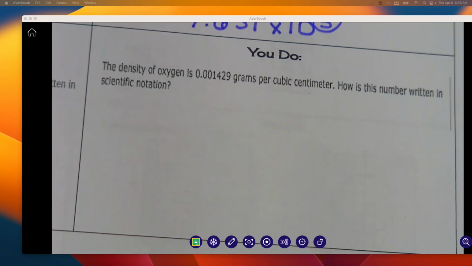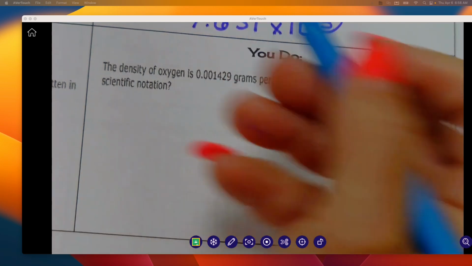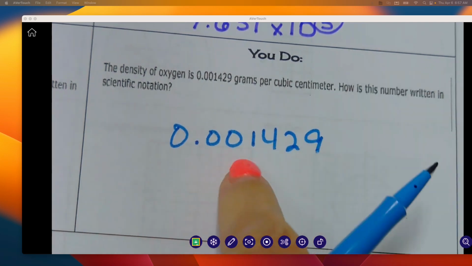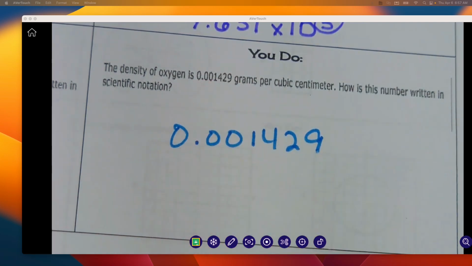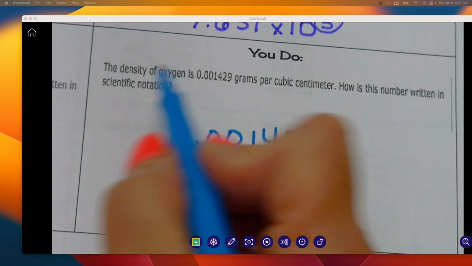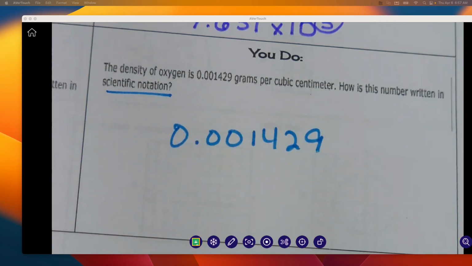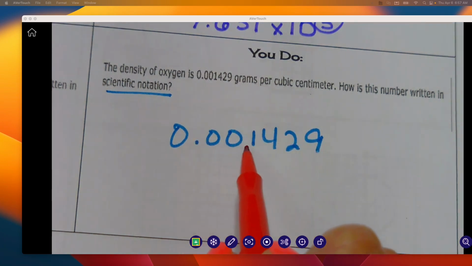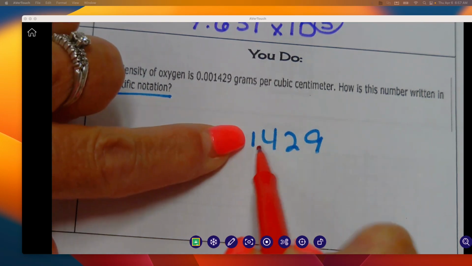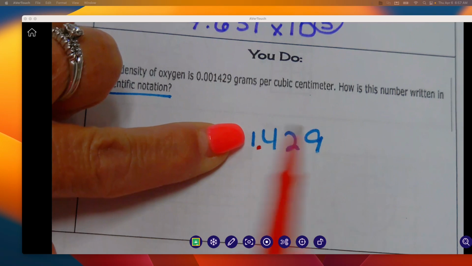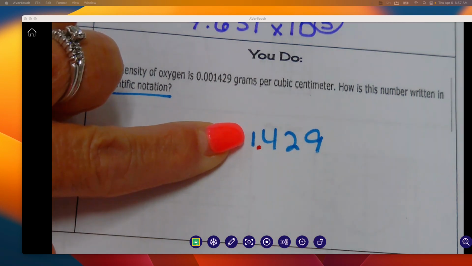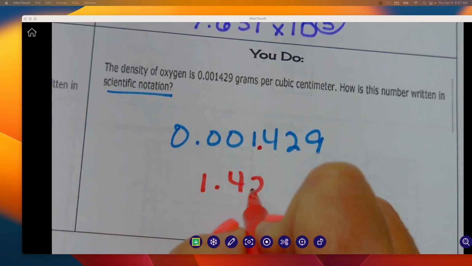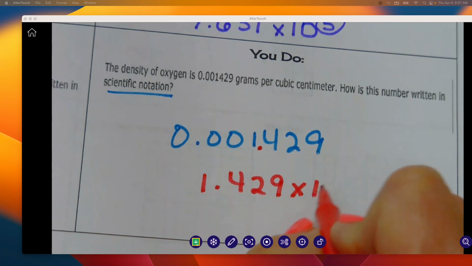Let's see if you're right. First thing that you should have done is rewritten this number. So I have 0.001429. I'm just going to quickly check to make sure that I wrote it correctly. I'm writing it in scientific notation, so I've got to have that base number between 1 and 10. I've got to see where to move my decimal point. No, no, no. I'm going to cover my zeros. I have 1.4. Yes, that is between 1 and 10. So I'm going to rewrite my base number. I have 1.429. Remember, you're always going to multiply it by 10.